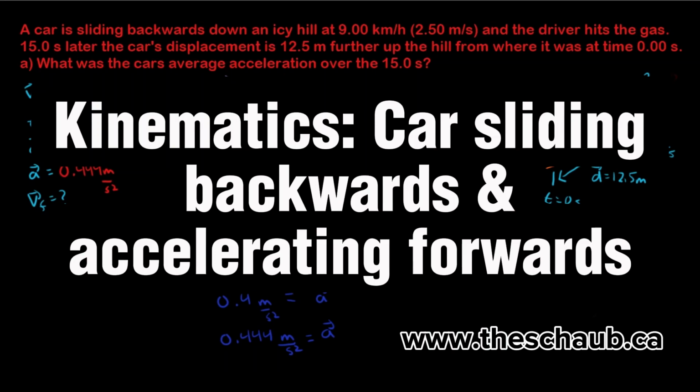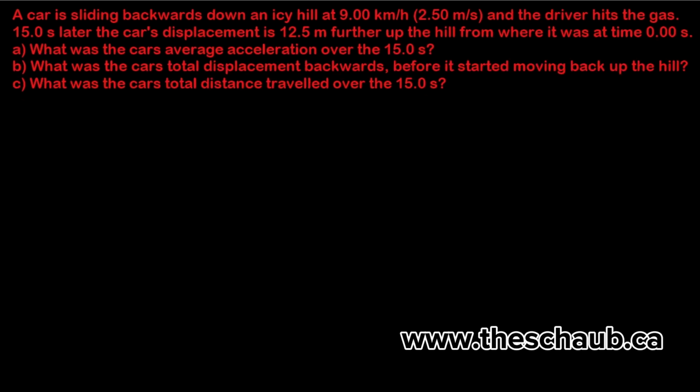Welcome to this video on kinematics, where we're going to look at a car that's sliding backwards down a hill while accelerating up the hill. A car is sliding backwards down an icy hill at 9 kilometers per hour, 2.5 meters per second, and the driver hits the gas. 15 seconds later, the car's displacement is 12.5 meters further up the hill from where it was at time 0 seconds.